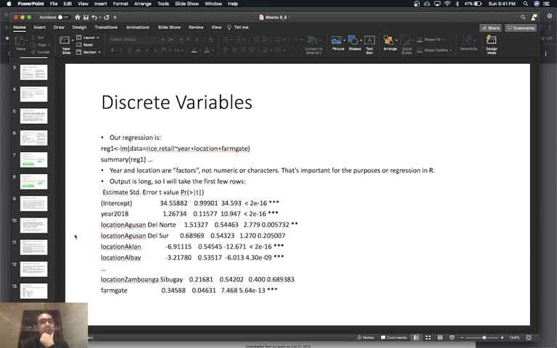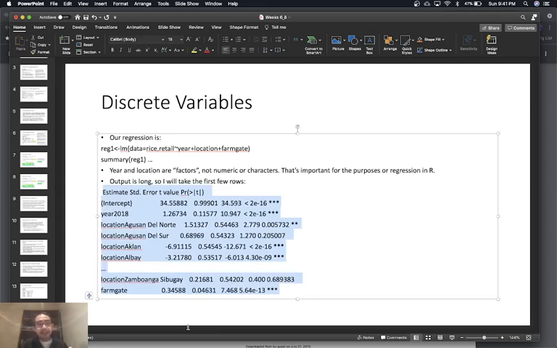So you do summary reg 1 as usual. Output is long, which is usual if you have a lot of different groups. And this is just a snippet of the output, right? And again, I invite you to interpret. But what's most important for our case here is the interpretation of the discrete variables, okay? We already know how to interpret the continuous variable here, and this is the continuous variable.